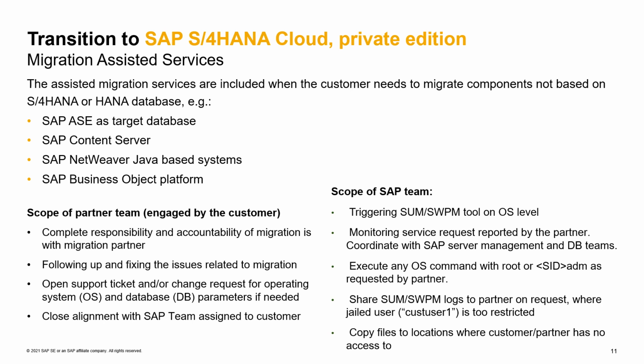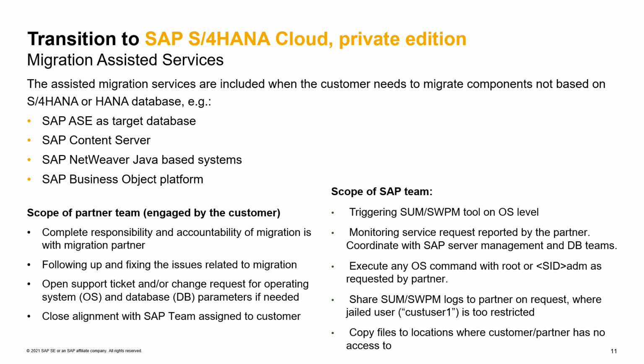Through migration assisted services, you get GUI access to tools like the Software Provisioning Manager instead of the root level access you have on the migration server. The tools will be started by the SAP team after you as a partner have instructed them on how you want the tools to be executed in terms of parameters. Regarding operating system level access, you will only get a so-called jailed, restricted access in order for you to be able to read execution logs.